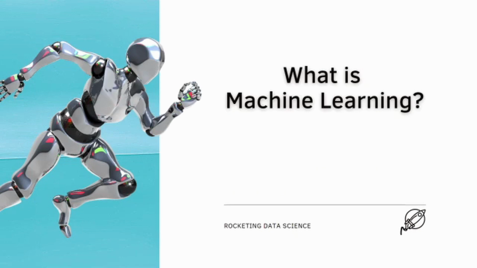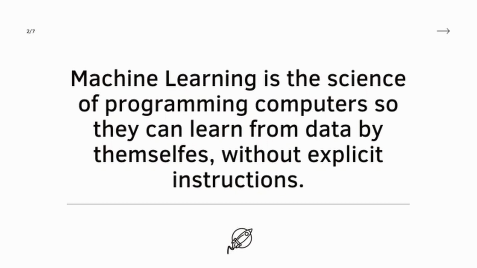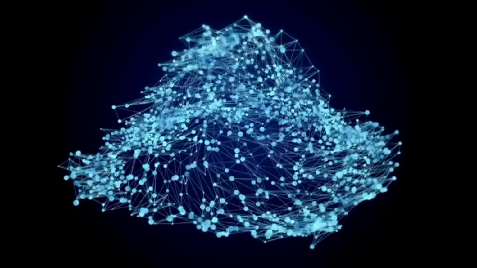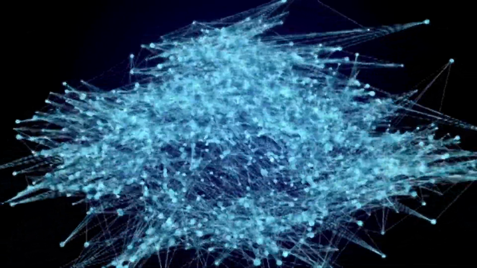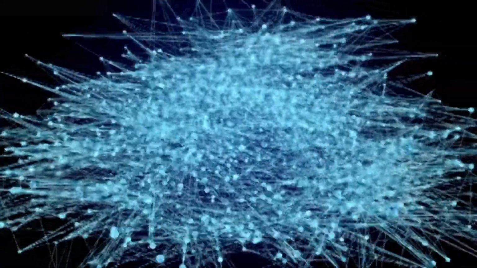To start, let me explain what is machine learning. The name might be intuitive, but if you are here, I know that you want to know more. So, machine learning is the science of programming computers so they can learn from data by themselves and without explicit instructions. The idea is to give the computers the ability to learn, and definitions related with this topic have been being developed since the 50s or even earlier.